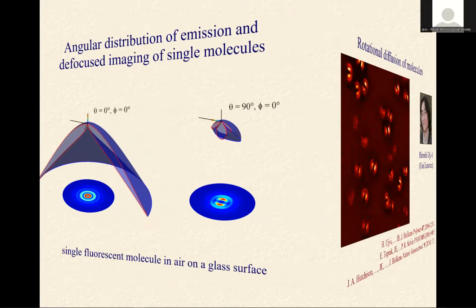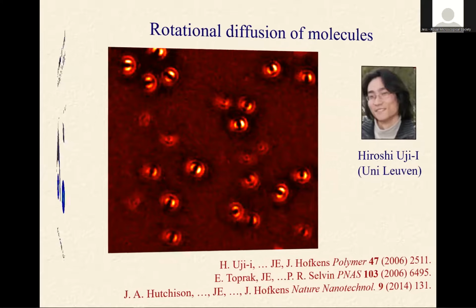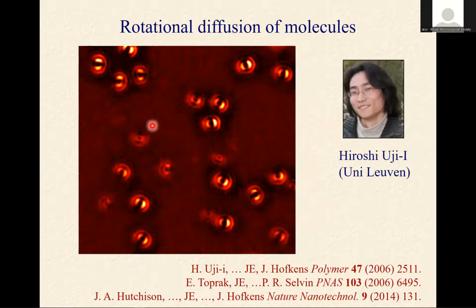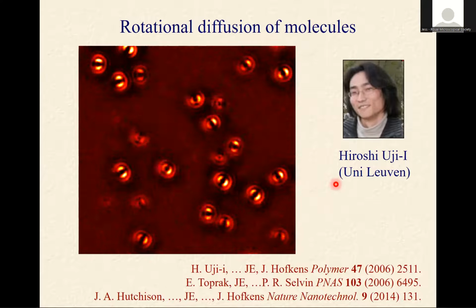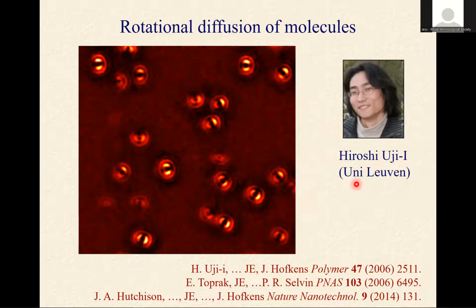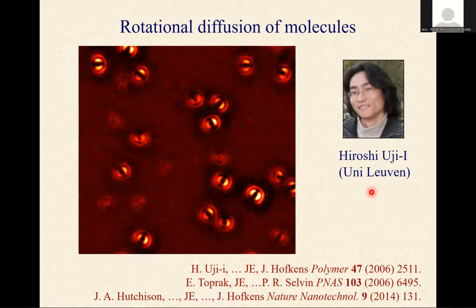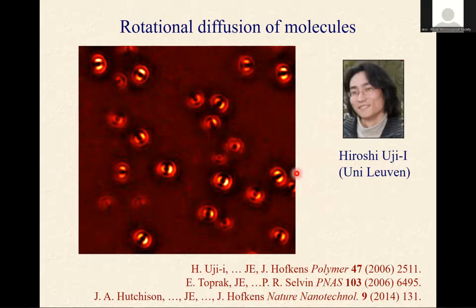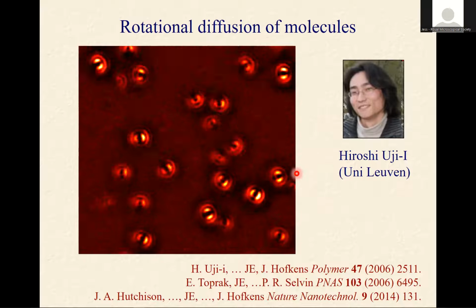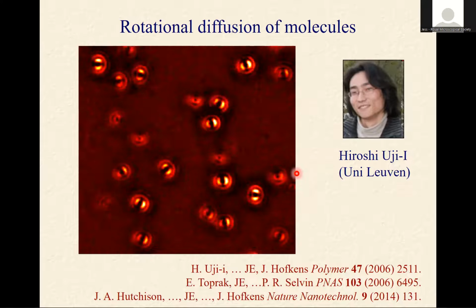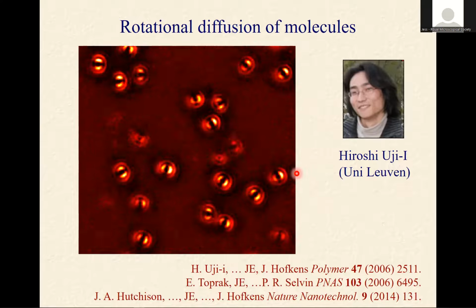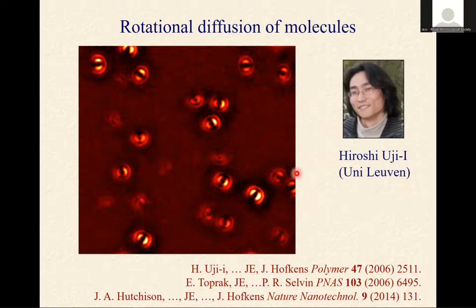One of the most beautiful realizations of this experiment was done by Hiroshi Uji-i, who is now a professor in Leuven, also in Japan. He has a split professorship. What you see here is an experiment he did many years ago, where he embedded single perylene molecules at a very sparse concentration into a super thin polymer film, so that the molecules cannot move away, they cannot diffuse away anymore. They are trapped in nano cavities in the polymer, however, they can still rotate.